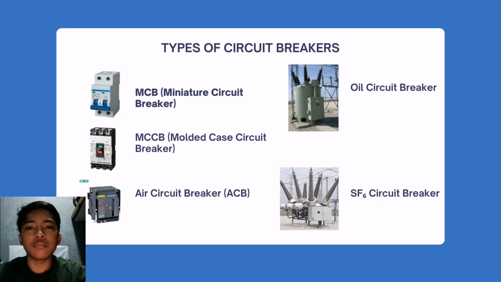Next is types of circuit breakers. Number 1, MCB or miniature circuit breaker. Number 2, MCCB or molded case circuit breaker. Number 3, air circuit breaker or ACB. And number 4, oil circuit breaker. And lastly, number 5, SF6 circuit breaker.